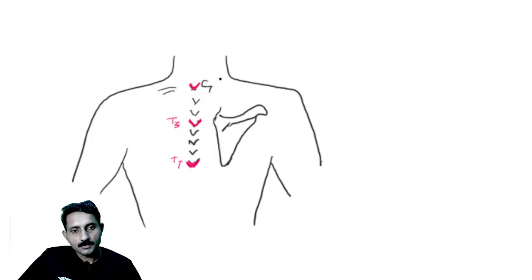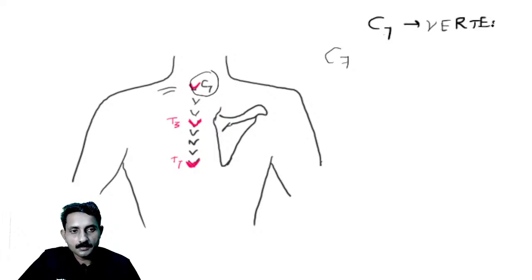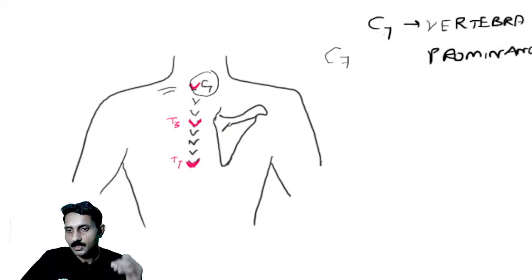What we view here is the C7 vertebra. C7 is given a name, vertebra prominens. What is vertebra prominens? When you touch the back of your neck, you will feel a prominent region, the vertebral prominence. That is called vertebra prominens. That is the only thing we can see, and we cannot palpate the others.